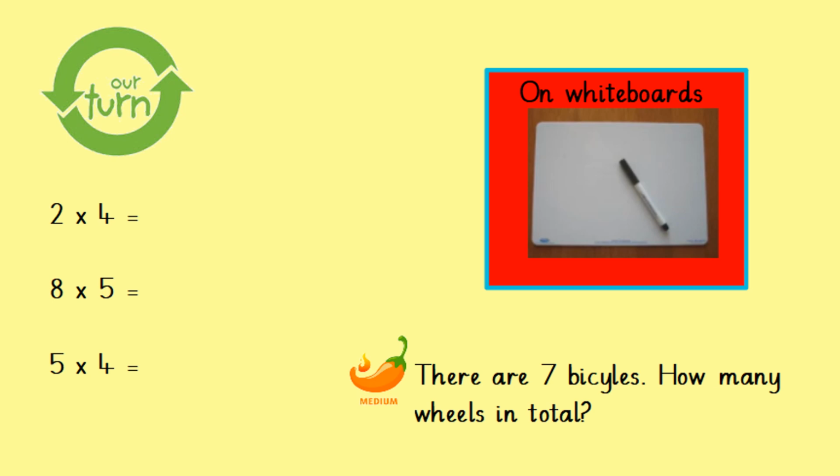So the question is, there are 7 bicycles. How many wheels in total? So for this one, you need to know how many wheels there are on one bicycle. Well done, it's 2. So if there are 7 bicycles, what times table would you have to do to get the answer? Well done, you would have to do 7 times 2. The answer to 7 times 2 is 14. Give it a tick if you got it right.